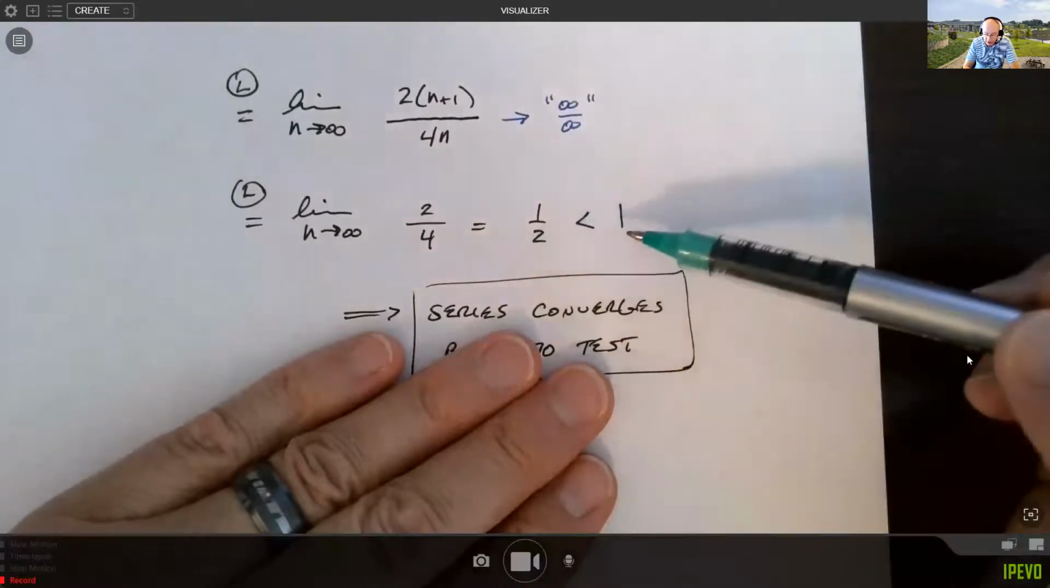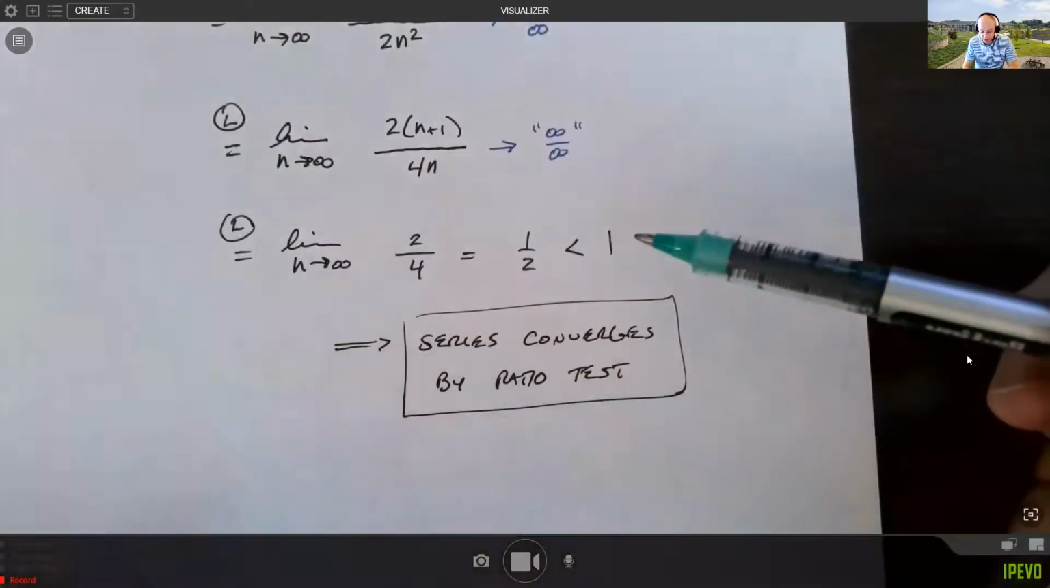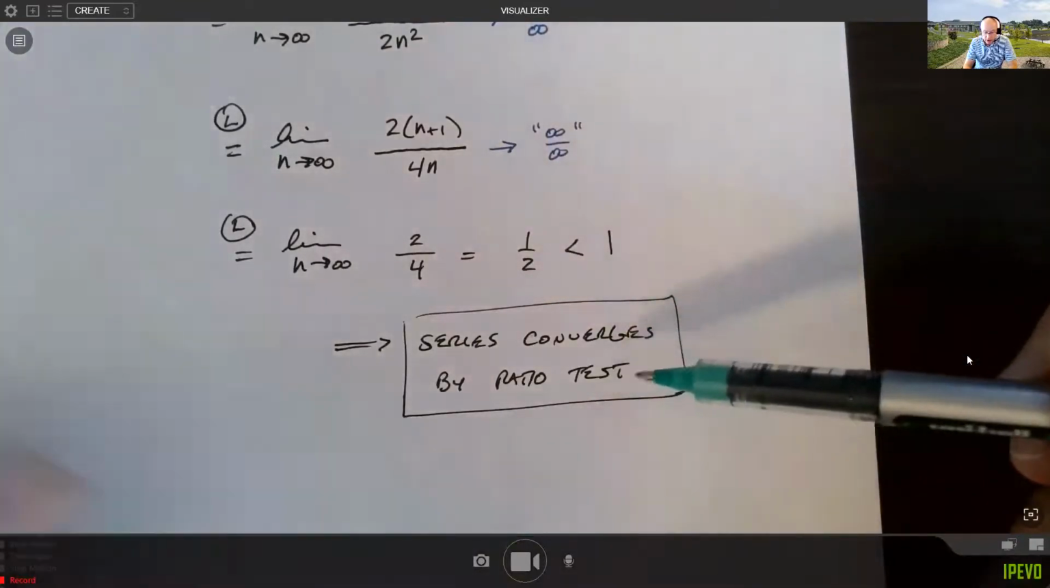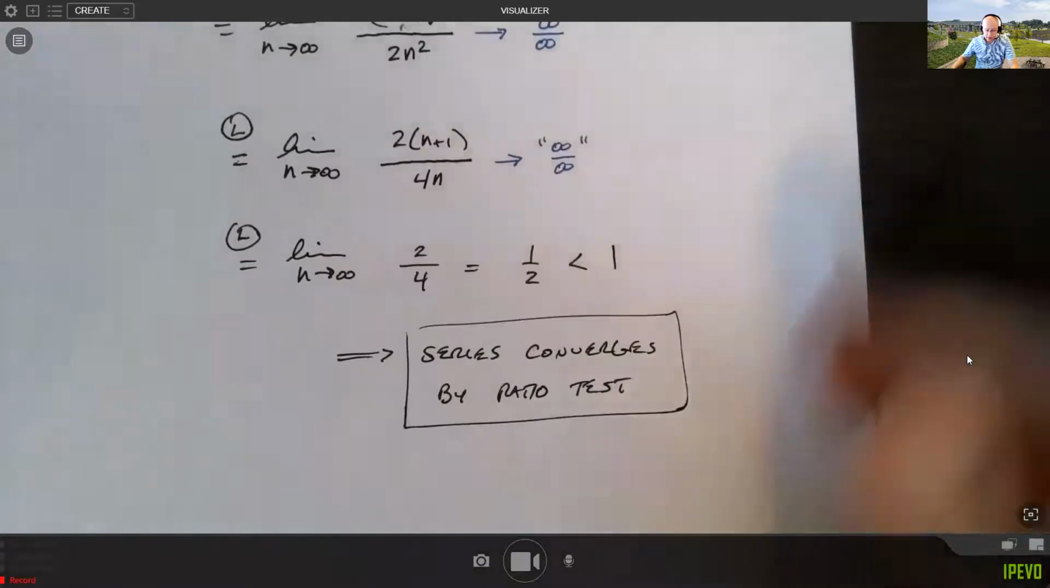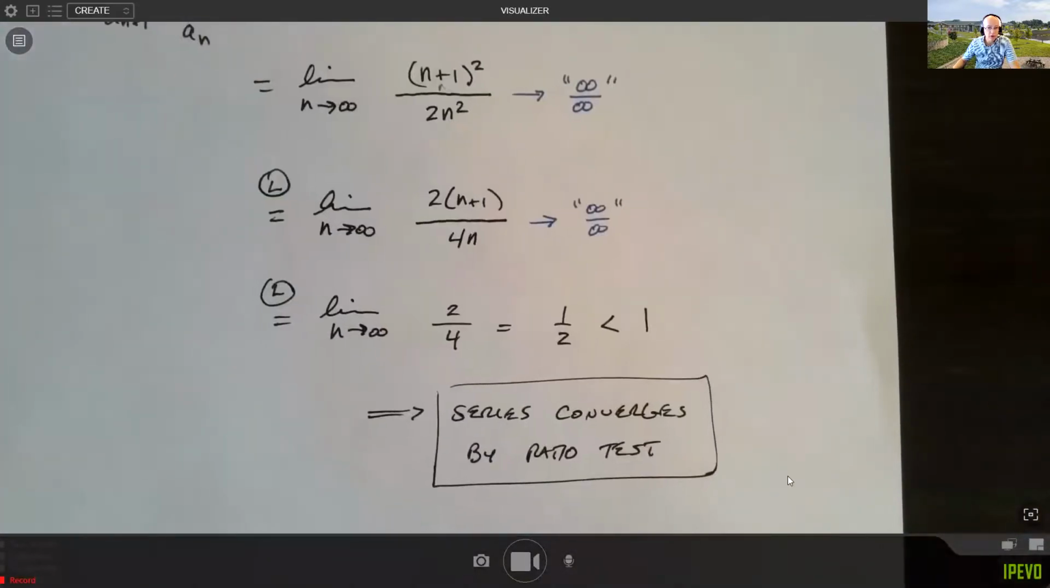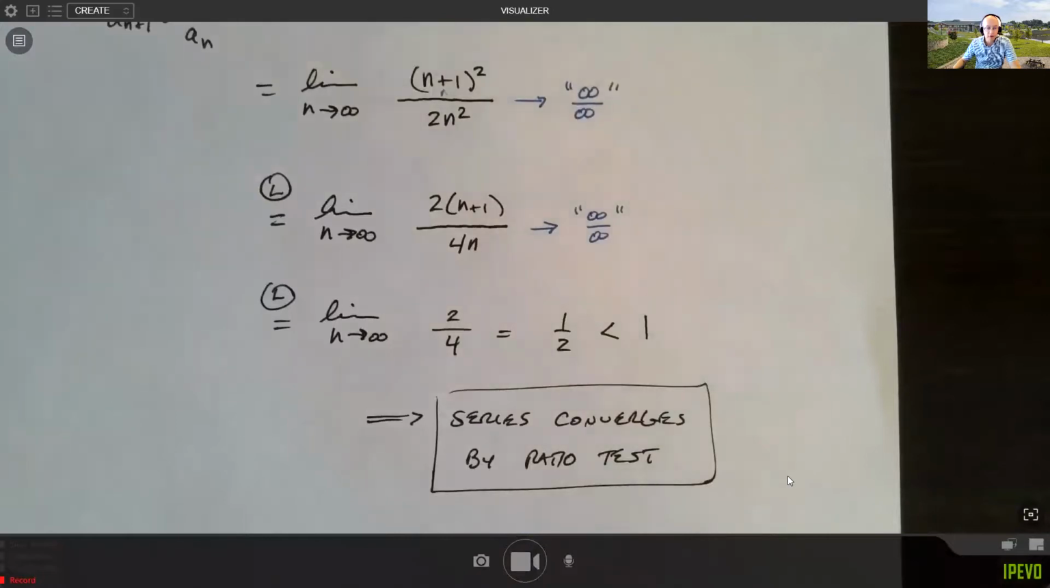All right, 1/2 is indeed less than 1. So as we looked at that ratio test, that tells us that our series converges by the ratio test. And so here's an example of how to use the ratio test. Very important test, especially when we look at power series as well.